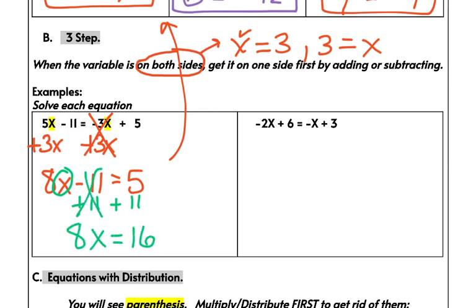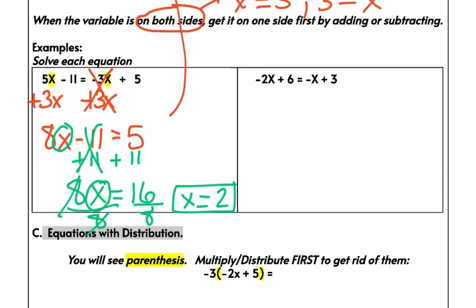5 plus 11 is 16. 8 times x equals 16. To undo that, I divide. And this is how you'll be showing your work on your Delta Math supplement. And I get x is equal to 2. I could plug it in to see if it works, but I don't want to.